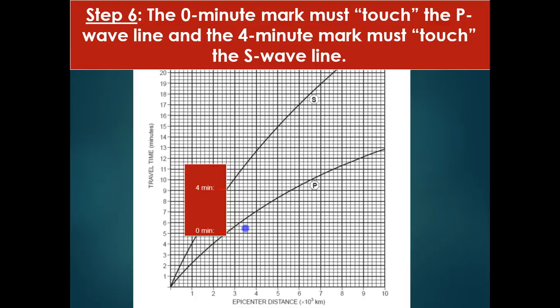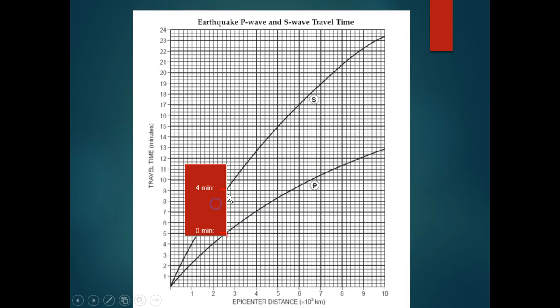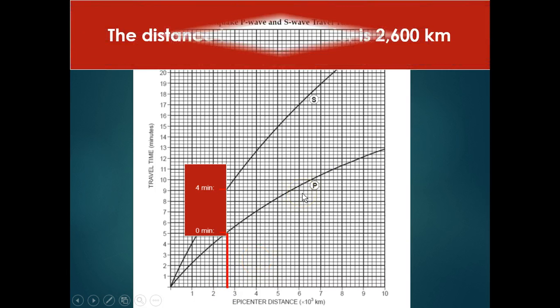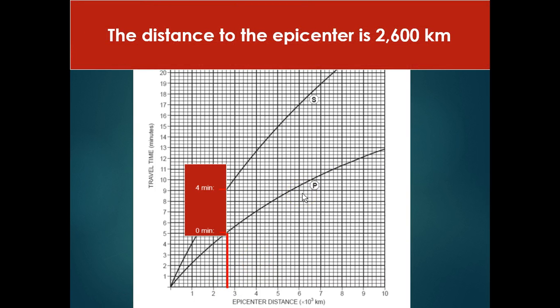We're then going to slide down, making a line, slide it down to the x-axis, and that value is going to be our epicenter distance for this particular time difference. So a 4-minute time difference equates to a 2,600 kilometer epicenter distance.